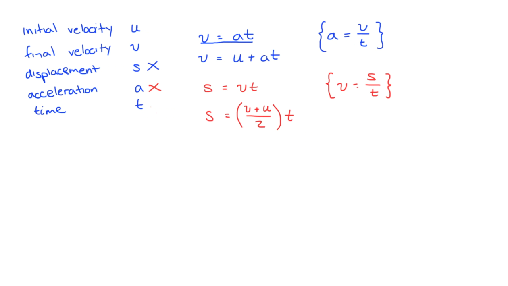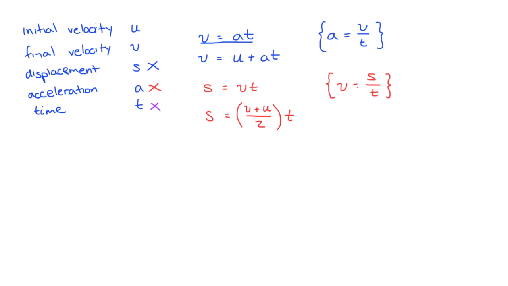Alright, now the cool thing about these 2 equations is that they can be used to derive equations for finding variables when you have any one of these variables missing. So let's say, for example, that we had t missing.